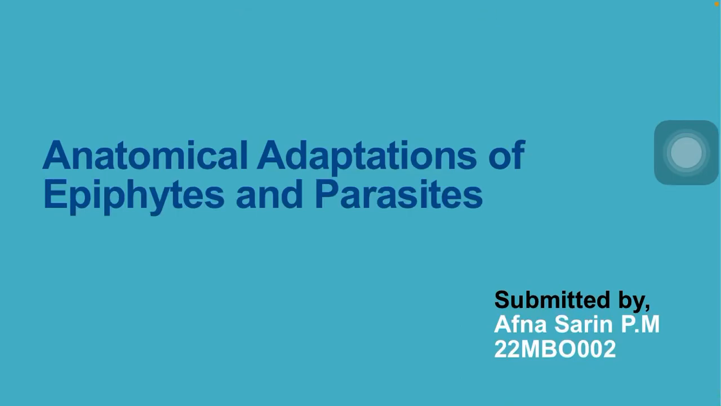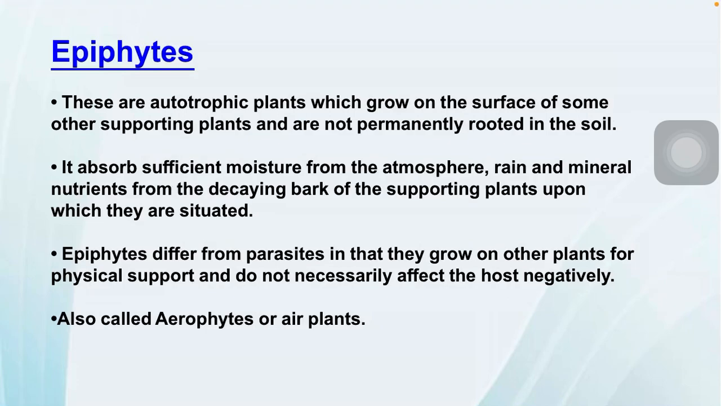Anatomical adaptations of epiphytes and parasites. Epiphytes. These are autotrophic plants which grow on the surface of some other supporting plants and are not permanently rooted in the soil. They absorb sufficient moisture from the atmosphere, rain, and mineral nutrients from the decaying bark of supporting plants upon which they are situated.